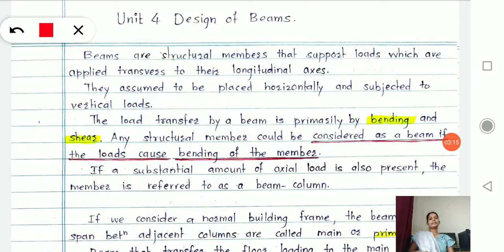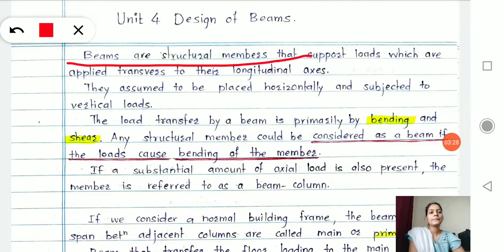So here you can see that I have mentioned the definition of beam, and the definition says that beams are structural members that support loads which are applied transverse to their longitudinal axis. What they said is, the loading is transverse to the longitudinal axis. Now this is new. How is it new to us? See here.